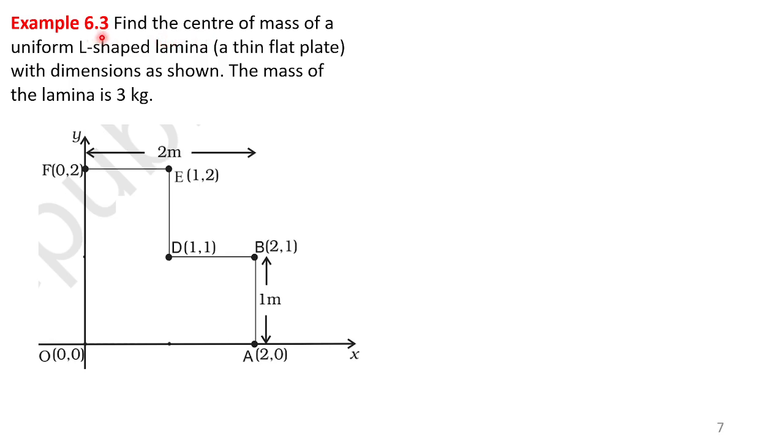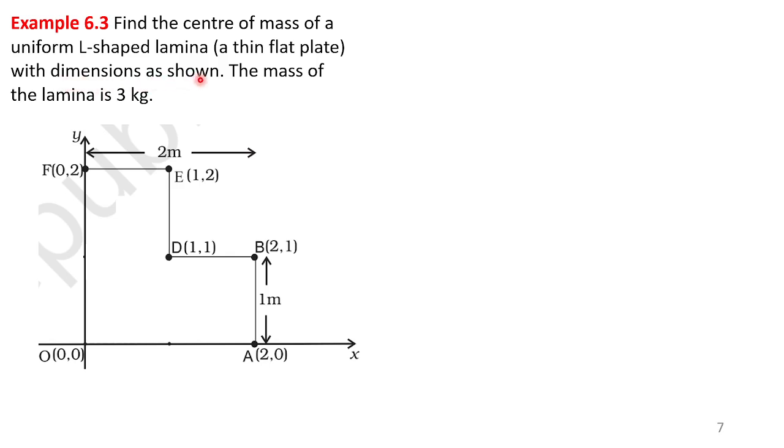Okay. Let me discuss one question from the textbook. All the numerical questions you should practice. Numericals are very, very important. So this is taken from textbook example 6.3. Find the center of mass of the uniform L-shaped lamina. Lamina means sheet, understood? A sheet having some fixed thickness, for example, a metallic sheet, something like that.